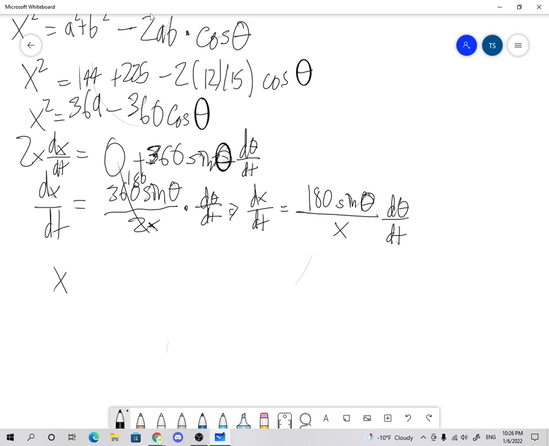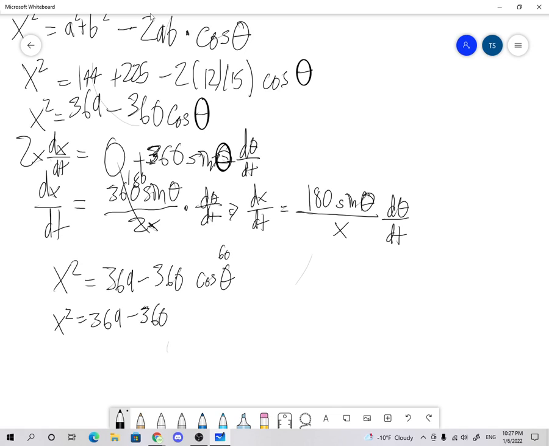So we earlier found that x squared was equal to 369 minus 360 cosine of theta. Would you look at that? We have a use for part of our angle. So that will be x squared is equal to 369 minus 360. And what is the cosine of 60 degrees?